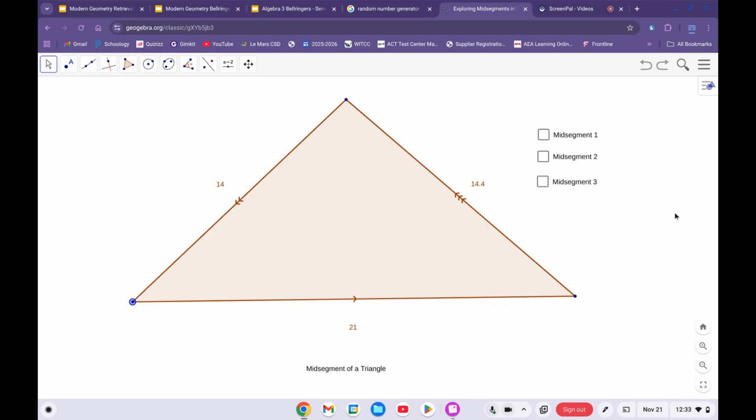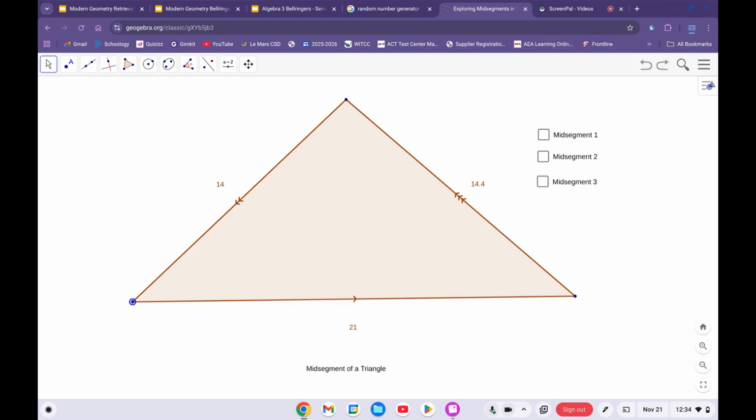So make sure you can see the screen here. Again, feel free to turn in your desk if you need to, sit sideways. If you look at this picture, it's just a triangle, and I've got a couple of sides on it, 14, 14.4, and 21. Over here in the boxes, I'm going to start clicking on those to show you what mid-segments look like.